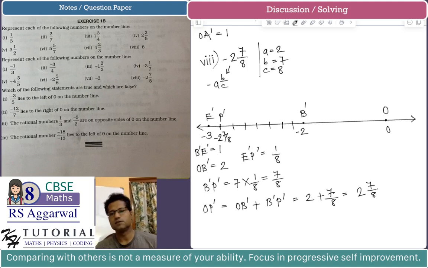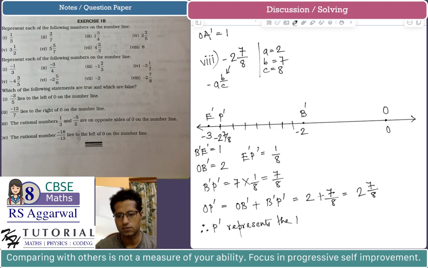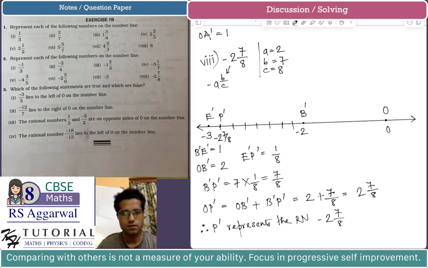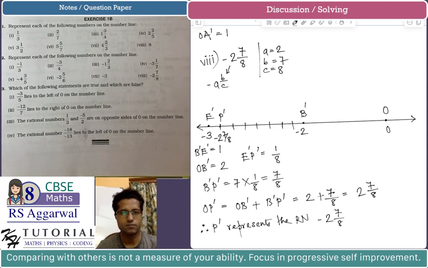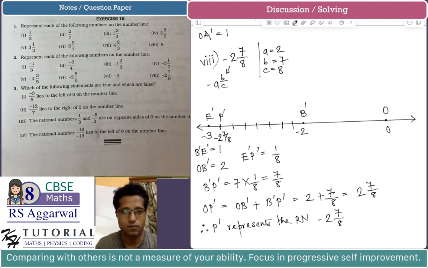But since the point P dash is on the left hand side of the origin O, we can say that P dash represents the rational number minus 2 and 7 by 8. Okay. So I will not do the other parts of problem number 2. I hope the concept is clear, and you can use the concept to do the rest of the parts of problem 2.